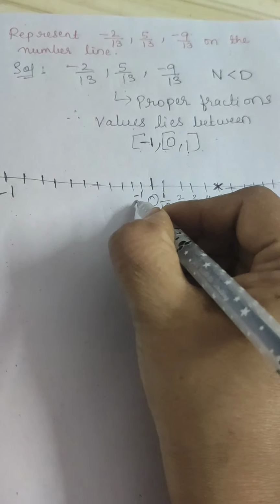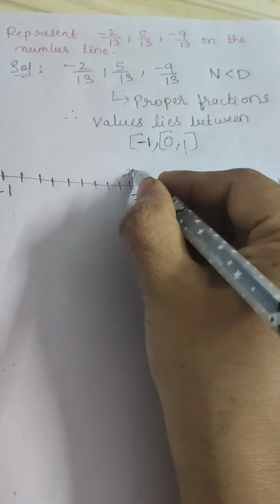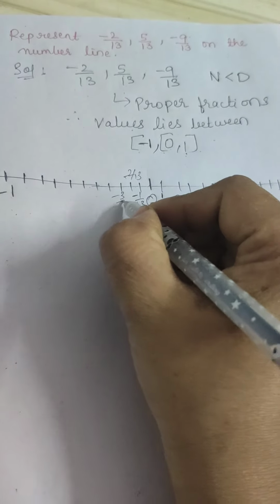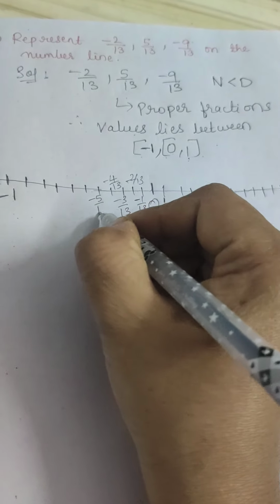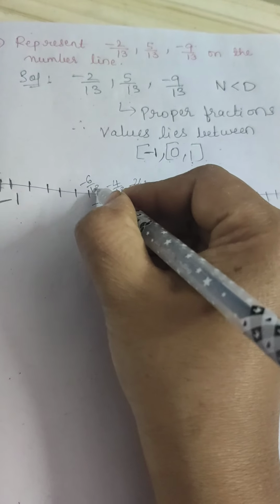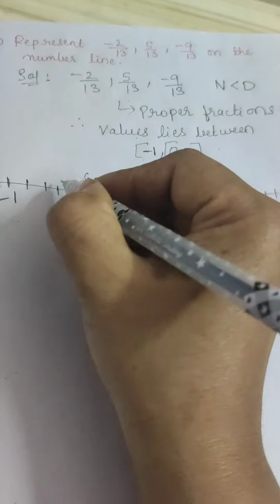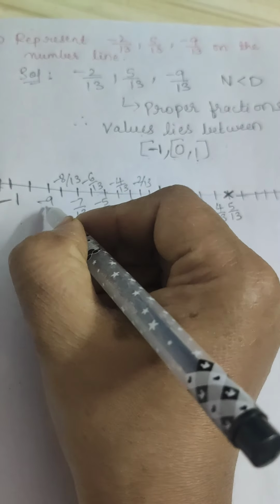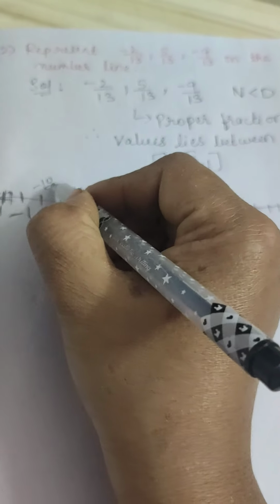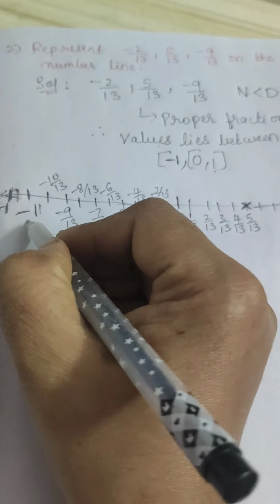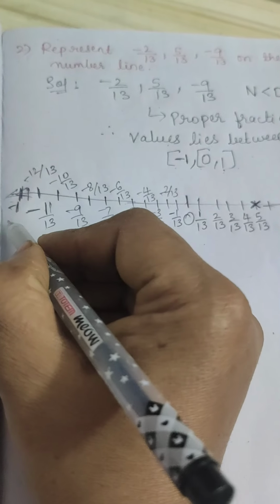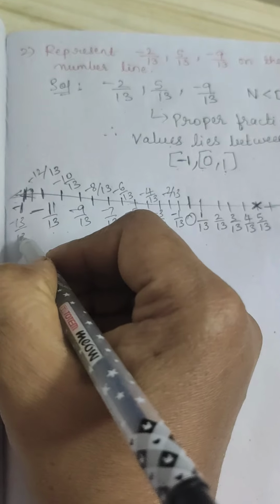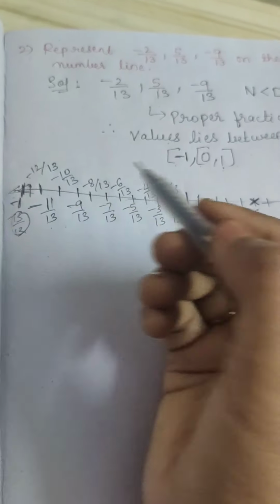So minus 1 by 13, minus 2 by 13, minus 3 by 13, minus 4 by 13, minus 5 by 13, minus 6 by 13, minus 7 by 13, minus 8 by 13, we need minus 9 by 13, minus 10 by 13, minus 11 by 13, minus 12 by 13, and the last is minus 13 by 13. This is the minus 1.